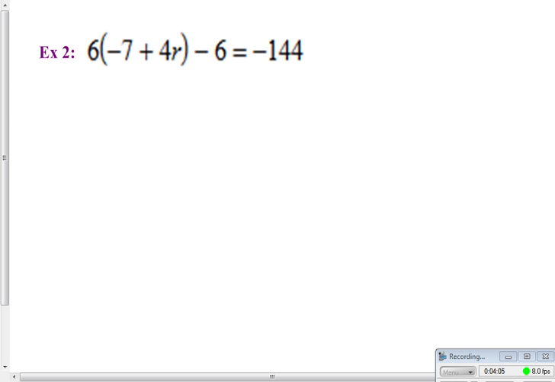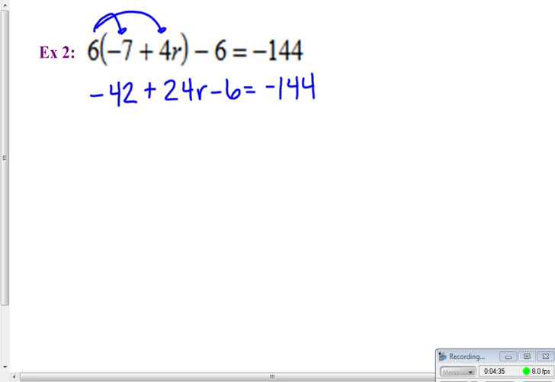Example 2. Up here, we're going to go ahead and follow those steps again. The first step that you would come to is the distributive property. So we distribute. Draw those arrows. Those arrows indicate multiplication. We have 6 times negative 7, which is negative 42. And we have 6 times 4r, which is a positive 24r. Go ahead, drop the rest of it down.